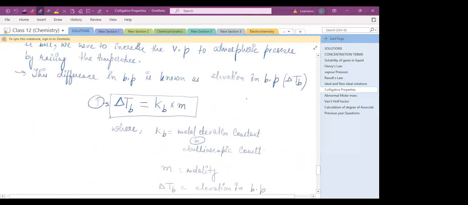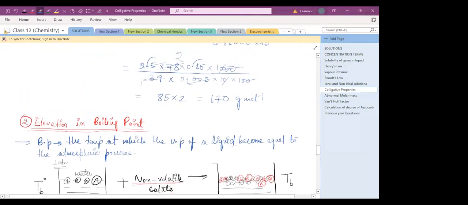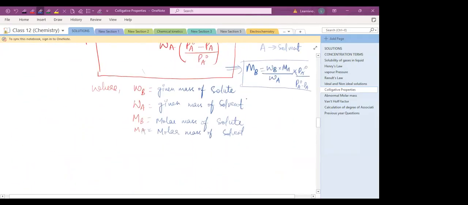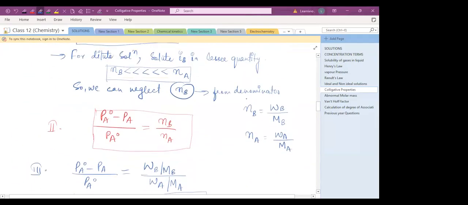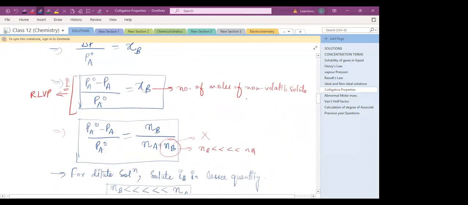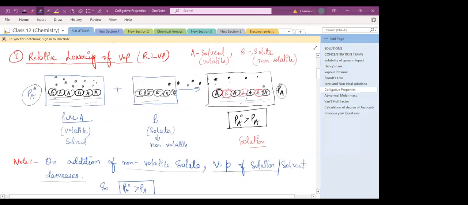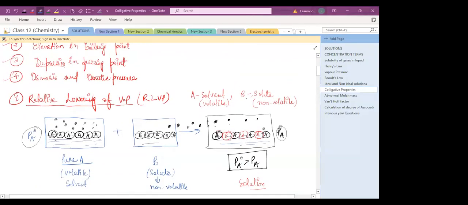See, in the previous class we have just finished with the colligative properties. We have discussed some questions also, right? So you will get the recordings, and please go through all of them. And if there is any doubt, just ask me in your class.